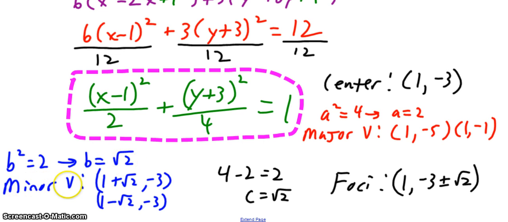That's all right. The minor vertices are then going to be the x value of the center, 1 plus and minus the square root of 2, and then the y value of the center, which is negative 3. a squared, 4, minus b squared, 2, is 2, so c is also the square root of 2. So then the foci, the c value is going to be added and subtracted to the y value of the center, since this is a vertical major axis, since the larger number was under the y's. So 1, comma, negative 3, plus or minus root 2.